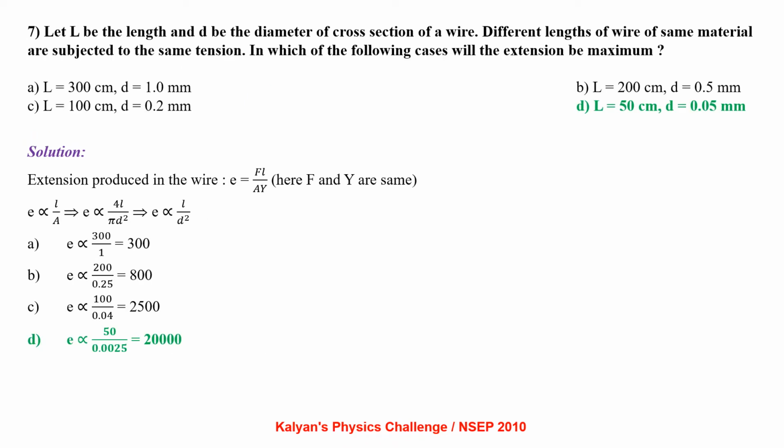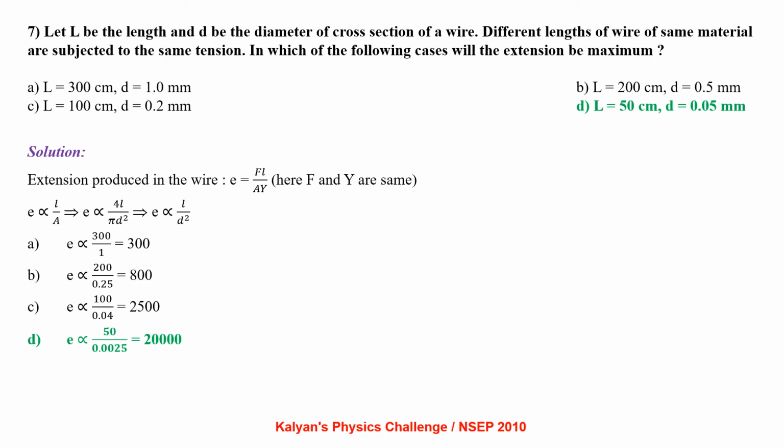Let L be the length and D be the diameter of cross section of a wire. Different lengths of wire of the same material are subjected to the same tension. In which of the following cases will the extension be maximum? Extension produced in the wire e equal to FL by AY. Here F and Y are the same for all the wires. So e is proportional to L by A.